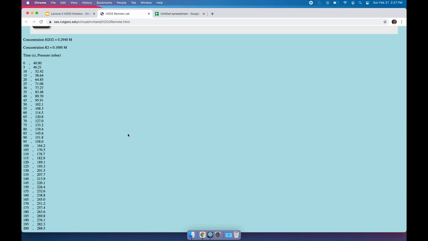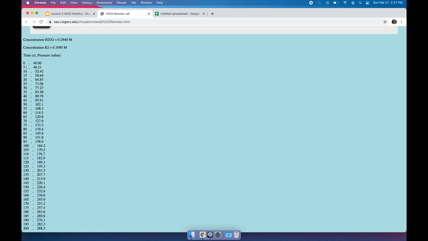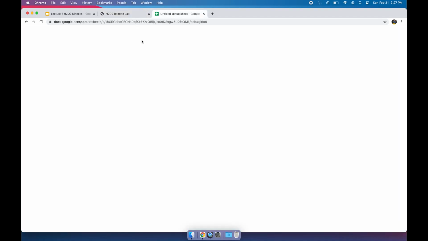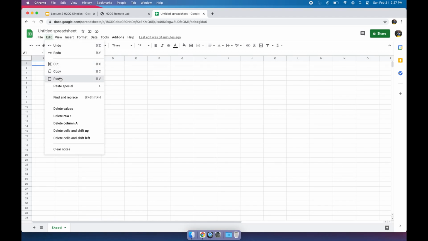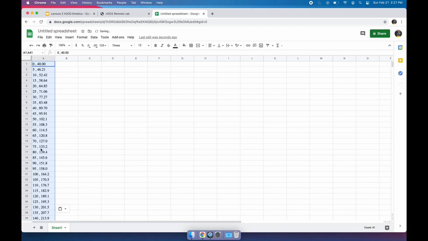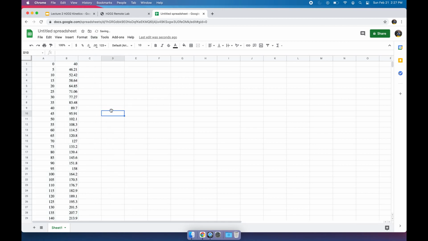Behind the scenes in the code, I have the equations embedded, so you can play around with these if you want. Anyway, here is your data. Now you need to extract this data. So we copy it and paste it here. Now there's a comma there, and we don't really want that, so we go to split text to columns, and it gets rid of the comma.